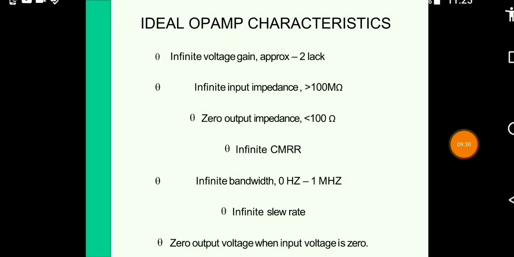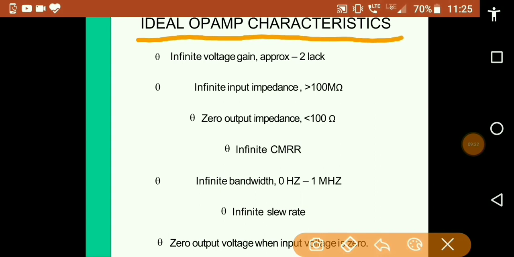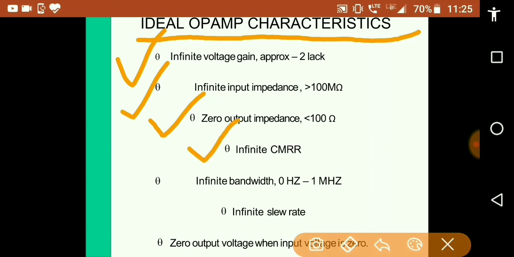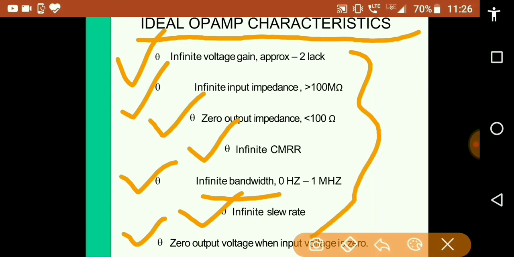So let us see the ideal operational amplifier characteristics. First, it has infinite voltage gain. Second, it has infinite input impedance. Third, it has zero output impedance. Next, it has infinite CMRR. Its bandwidth is infinite, its slew rate is infinite, and it has zero output voltage when the input voltage is 0. So these are the properties of an ideal operational amplifier, and these are the properties of a practical operational amplifier.